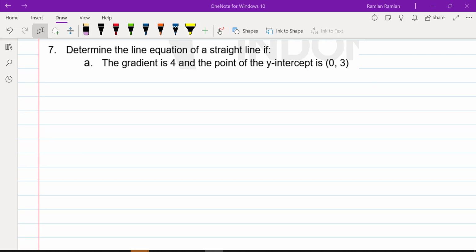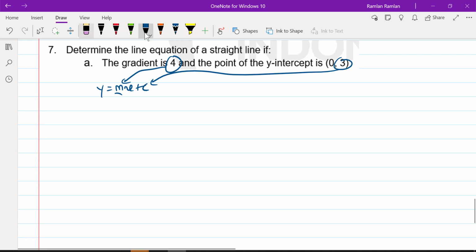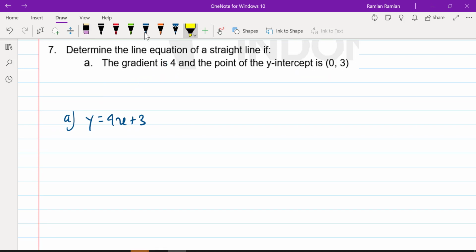Determine the line equation of a straight line if the gradient is 4 and the point of the y-intercept is (0, 3). So this is going to be very easy, guys. Remember that the form y equals mx plus c is what we call the gradient and y-intercept form. So this 4 is the m, and this 3 over here is actually just the c. So it means that for question A, the line equation is just y equals 4x plus 3. That's it, right? So just plug in this guy here and this guy here.